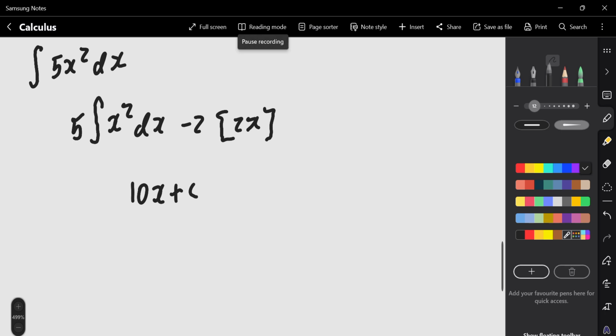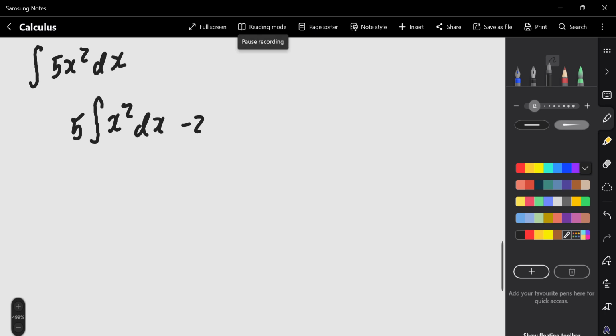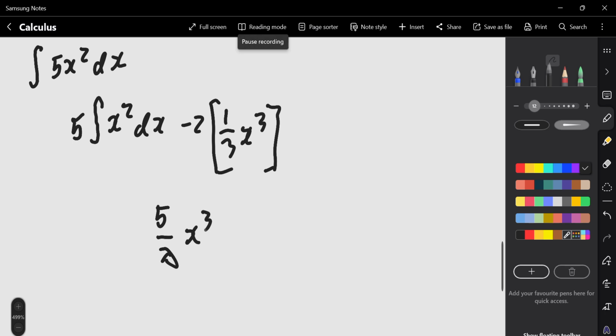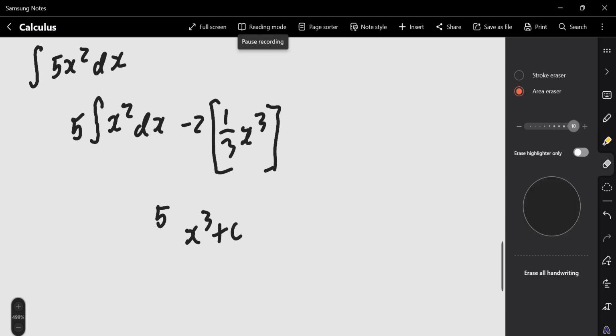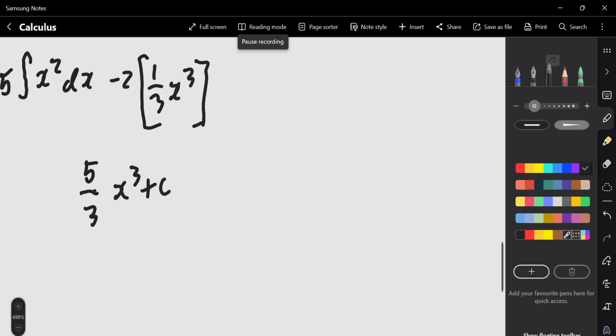What am I doing? Seriously, no. This is bad. The answer to this is a third x cubed with our power rule. And so we have a 5 on the outside. We're going to have 5 over 3 x cubed plus c. Apologies about how terrible this 3 looks, but that's the real answer. So constants can sit outside the integrals is what I was trying to get at.